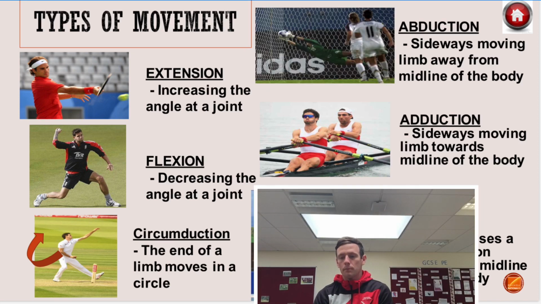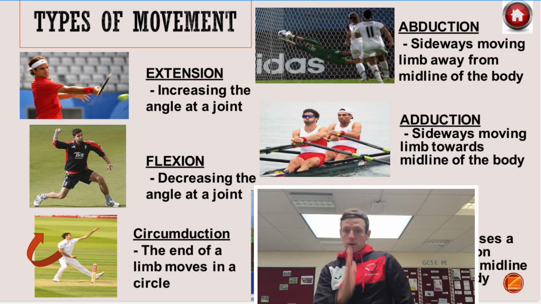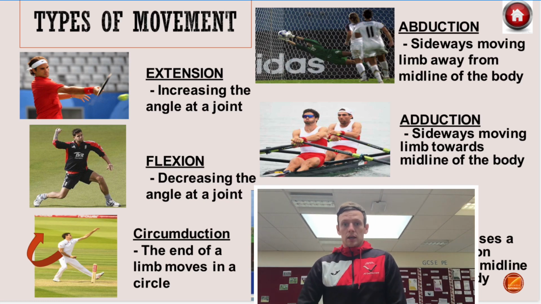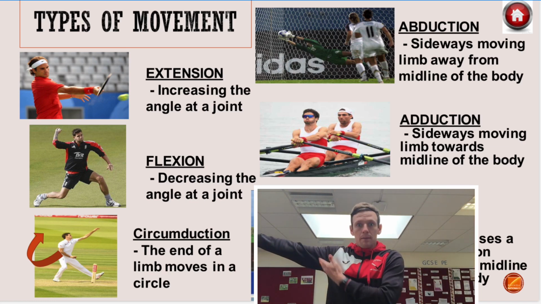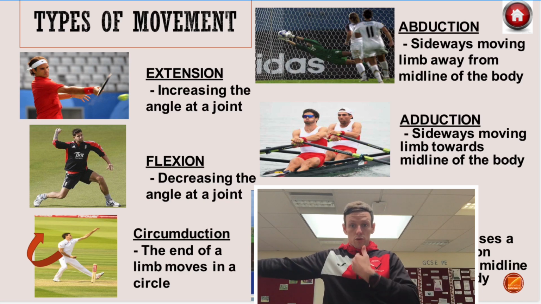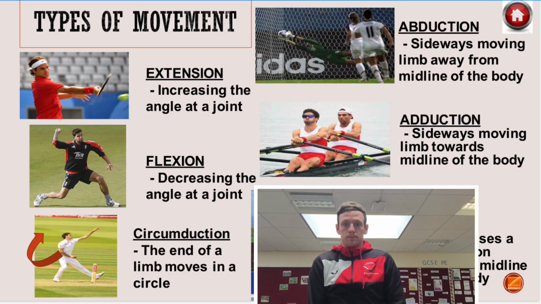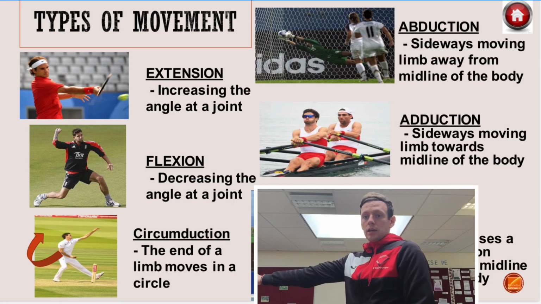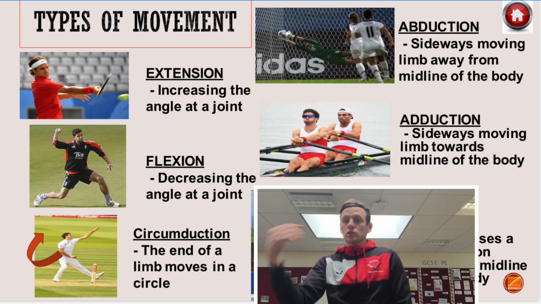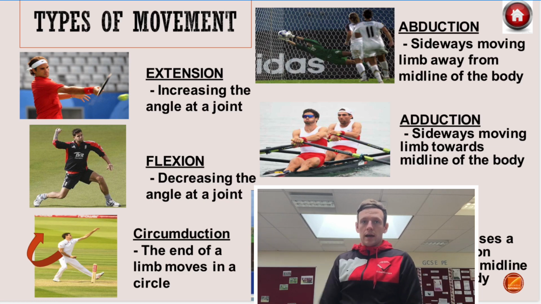Your next one, abduction. You've got abduction and adduction. An easy way to remember them: if something is taken away, it's abducted. If we imagine my zip is here, you've got the midline of the body. If something's taken away from the midline of the body, it's abducted. So my arm moving out, that's abduction happening at my arm. As I bring it back towards the center, the midline of my body, that's adduction. So far we've got extension, angle at the joint increasing; flexion, the angle decreasing; circumduction; abduction; and adduction.